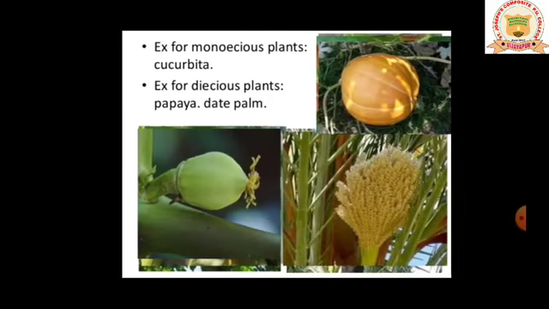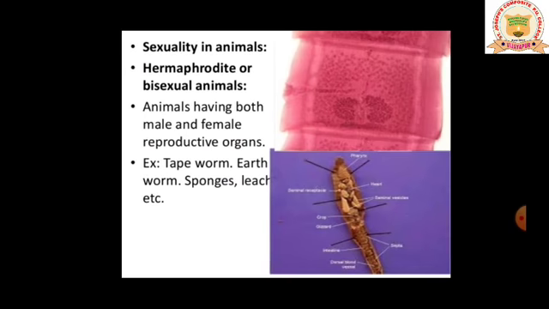In case of plants, you have seen they are cucurbits. Cucurbits are the best examples for monoecious or homothallic or bisexual. I hope it is clear to you. So coconuts and cucurbits in case of plants. In case of animals, tapeworm, earthworm, sponges and leech. In case of plants, we call them homothallic, monoecious. In case of animals, we call it hermaphrodite or bisexual.